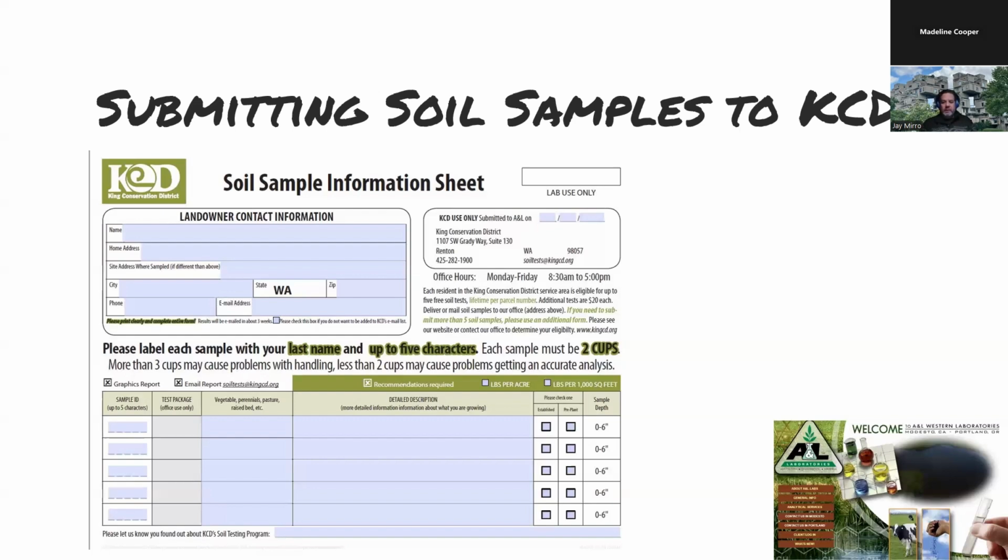Once you get this filled out, like I said, drop them off at our office, put them in the US Post Office or UPS, get it down to us pretty quick. We put all the samples in a refrigerator to kind of cool them down before we ship them down to our partner lab in Portland.